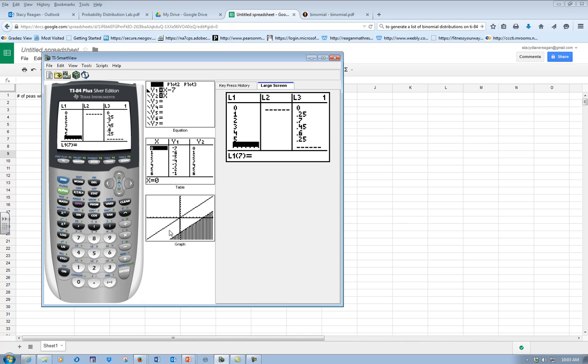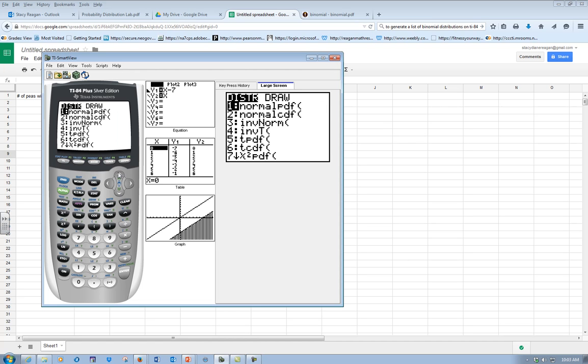And if we want to generate a whole list, we need to go up to where we want the list to be. So I'm going to go up here. I want my list to populate right here in L2. And that's found now on our calculator under distribution. So we're going to hit second, distribution, and we're looking for binomial PDF. And in different versions of the calculator, it could be in a different place. So don't just choose option A. Make sure it says binomial PDF.